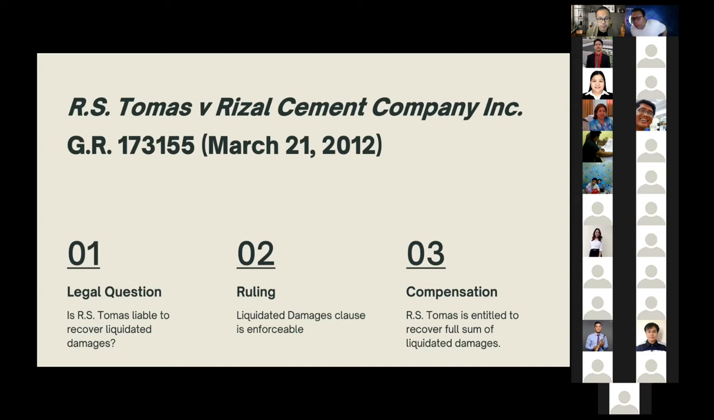So analyzing the case or the decision of the Supreme Court, if your current contract has a limit of 10% of the total contract sum, that is deemed to be fair and reasonable by the court. There are other cases similar to R.S. Tomas which were decided earlier, such as Philinvest Land versus Pacific Equipment et al. and Urban Consolidated Contractors of the Philippines versus Insular Life Assurance Corporation.